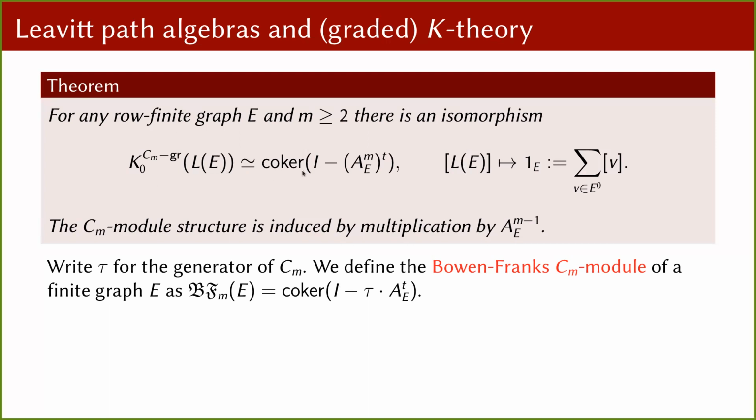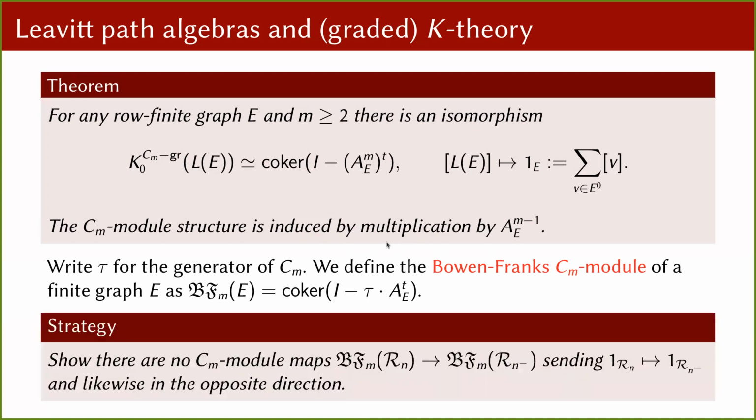In general, one may add coefficients on the ring. Here we are assuming that the base ring satisfies the hypothesis that we imposed in the ungraded K0 case. So in this case, graded K0 is exactly the Bowen-Franks Cm-module. As I said before, the strategy is to show that there are no graded maps between Ln and Ln minus by showing that there are no maps between the K0 invariants. What we will actually see is that there are no Cm-module maps between the Bowen-Franks Cm-modules that send distinguished elements to distinguished elements.